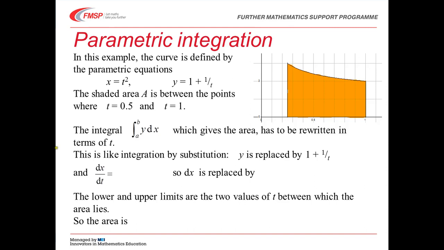Y is replaced by 1 plus 1 over t, we know that dx by dt is 2t, so we can replace dx by 2t dt. And the lower and upper limits are the two values of t between which the area lies. So the area is from t equals 0.5 to t equals 1 of 1 plus 1 over t times 2t dt.